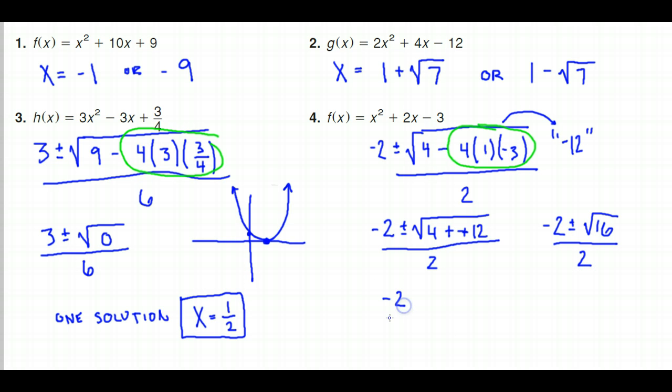Okay, well that was negative 2 plus or minus 4 all over 2. So negative 2 plus 4 is 2 over 2. And negative 2 minus 4 is negative 6 over 2. So my two solutions are 1 or negative 3.